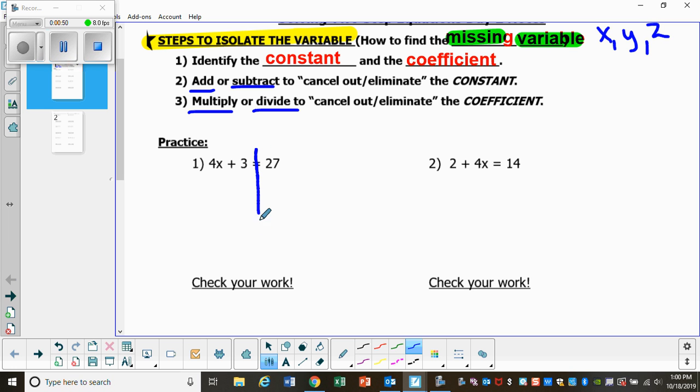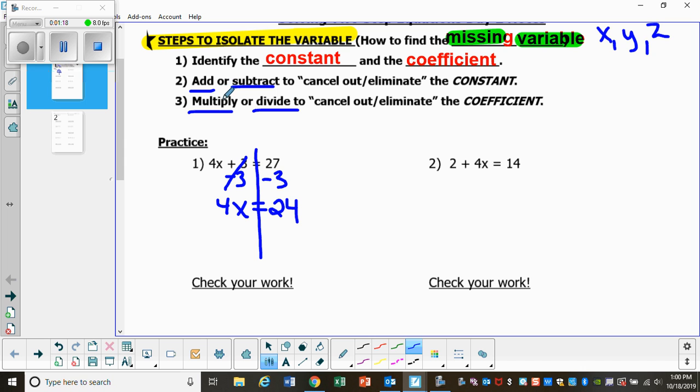First thing I like to do is drop the bar. The bar tells me whatever I do to the one side, I've got to do to the other. After I drop the bar, I'm going to add or subtract to eliminate the constant. The constant's 3, so since it's a positive 3, I'm going to subtract to get rid of it. So I'm going to subtract 3 on both sides. These go away because of the additive inverse property. Then 27 minus 3 is 24, and I'm left with 4x equals 24.